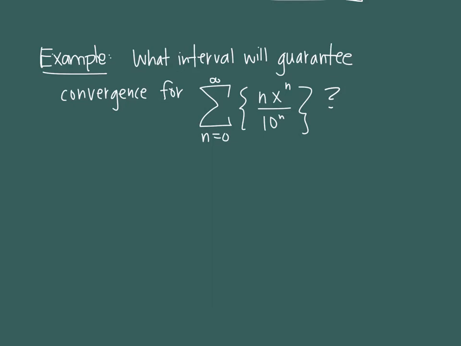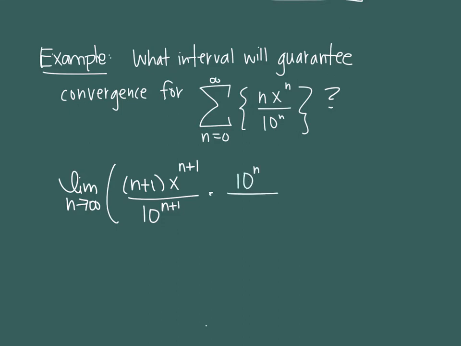Once we've performed the ratio test, we're going to set that up between -1 and 1, and then we'll figure out what interval of convergence would guarantee the overall convergence of the power series. So we'll set up our limit. The ratio test is make everything +1. So n plus 1 x to the n plus 1 over 10 to the n plus 1, multiplied by the ratio of the other term, so 10 to the n over n times x to the n. And then we simplify.